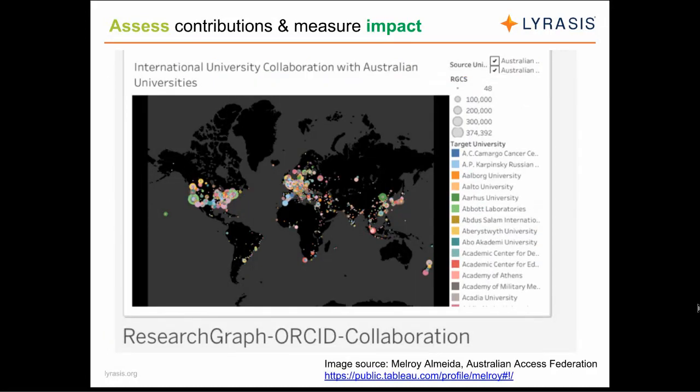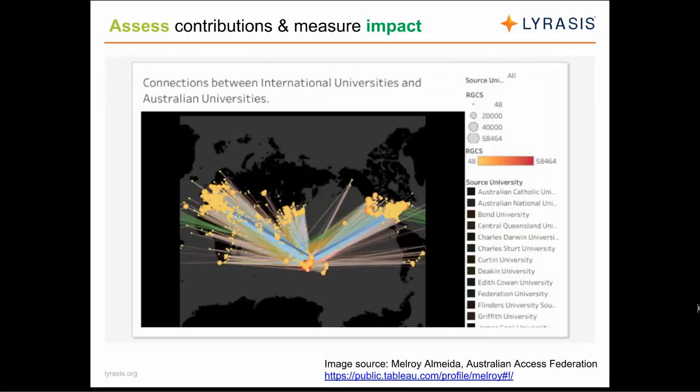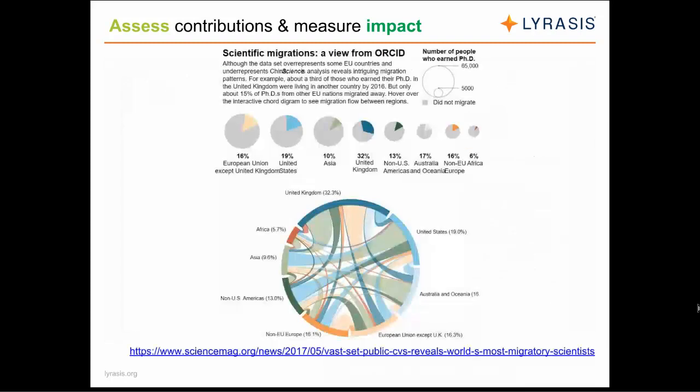The Australian Access Federation, which serves as the ORCID membership consortium for institutions in Australia, recently shared some visualizations that they created using ORCID data to map collaborations between individuals at Australian universities and other institutions around the globe. And this is another rendition of those connections and collaborations, again using data from ORCID, which really shows the potential for tracking activities and impact by using that ORCID data.